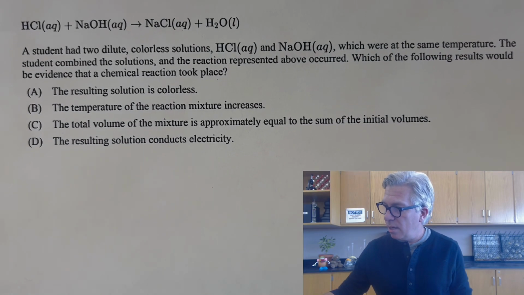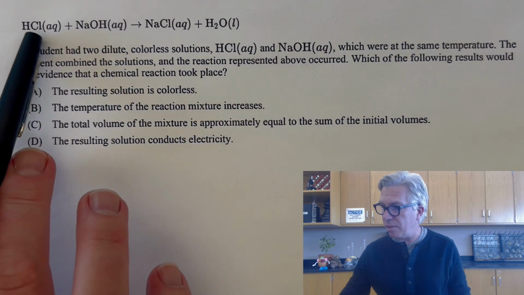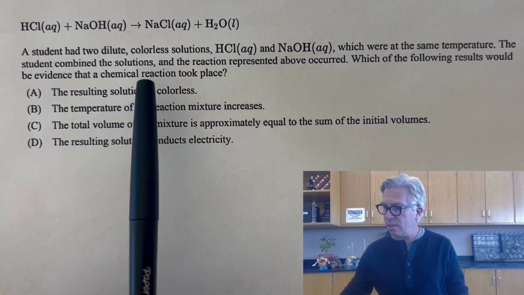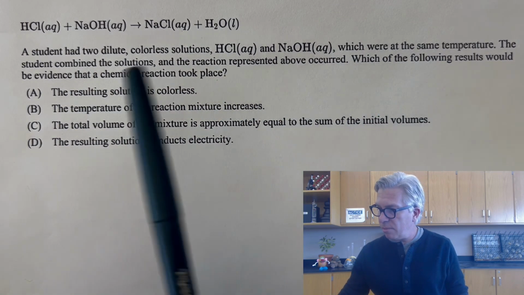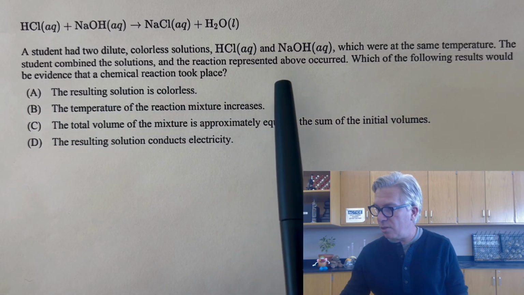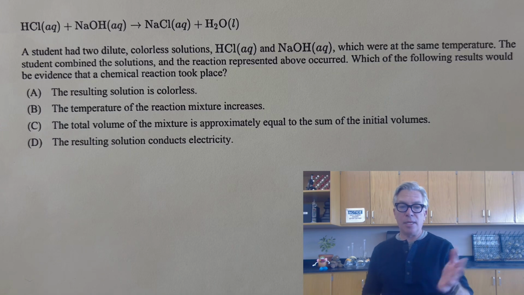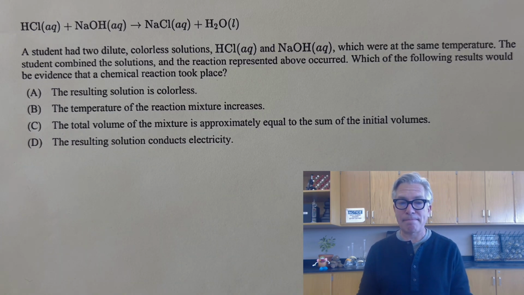And now here's a pause the video moment for you if you paid attention during our notes section. We have an acid-base reaction, hydrochloric plus sodium hydroxide making this and this. A student had two dilute colorless solutions, hydrochloric and NaOH, which were at the same temperature. The student combined the solutions and the reaction represented above occurred. Which of the following results would be evidence that a chemical reaction took place? Take a moment, pause the video, and I'll see you back here in a couple seconds.